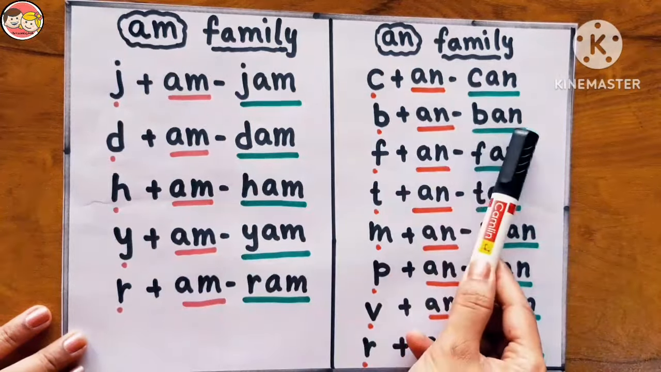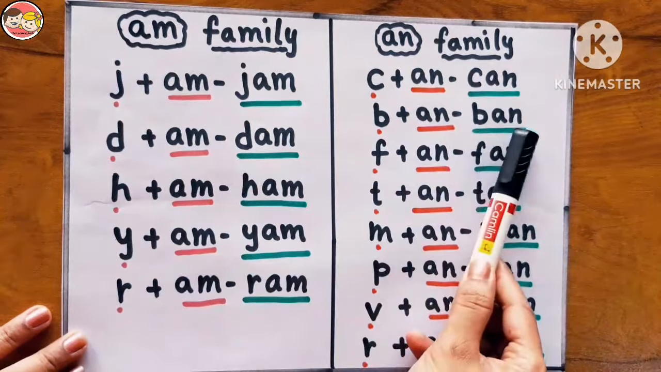One more example. Look here, can you identify which picture this is? Yes, rat. How many sounds are there in this word? For that, everyone make a fist like this. Now say aloud. R, A, T. Once more. R, A, T. So there are three sounds.